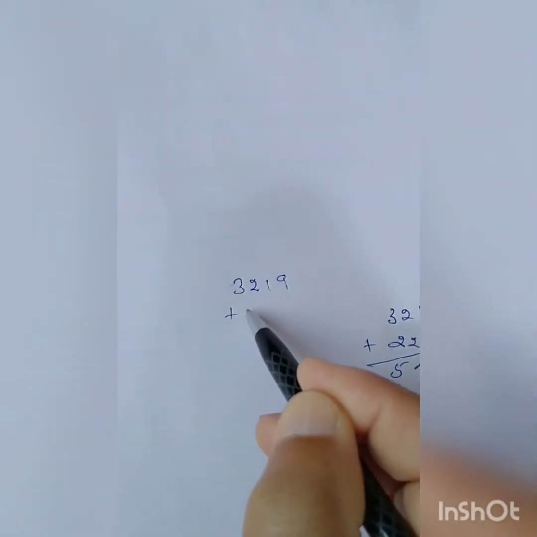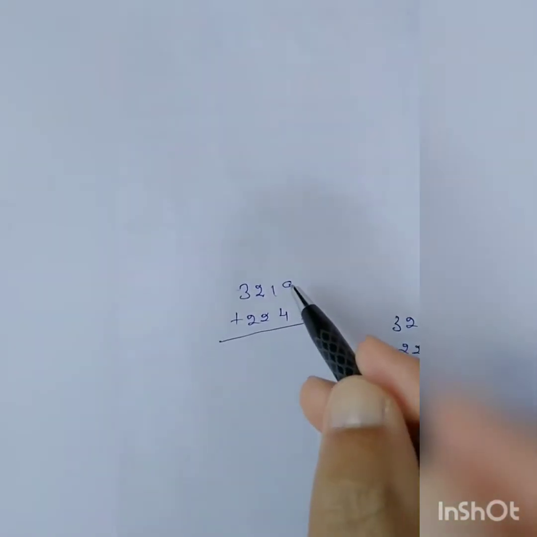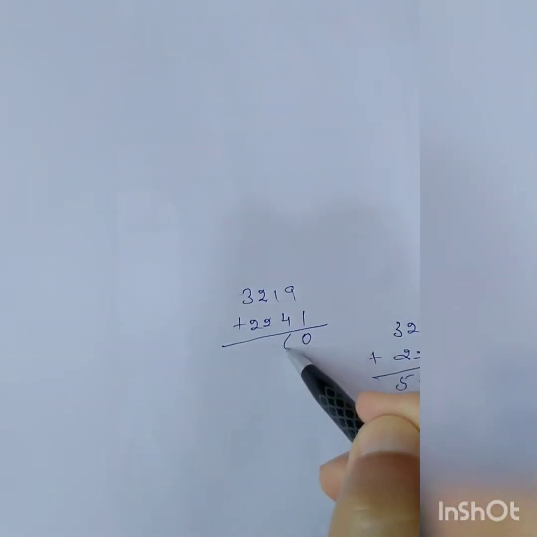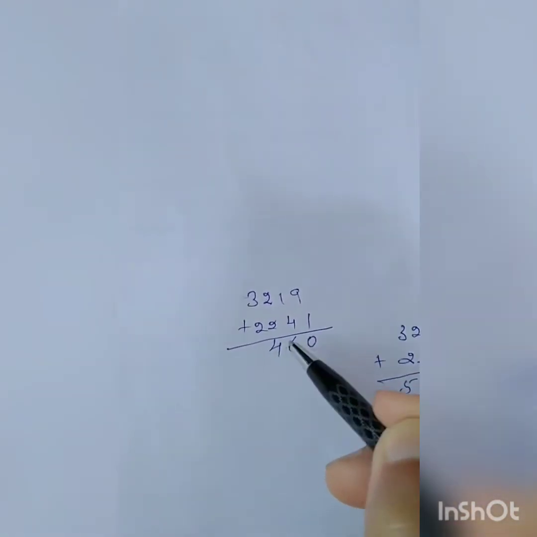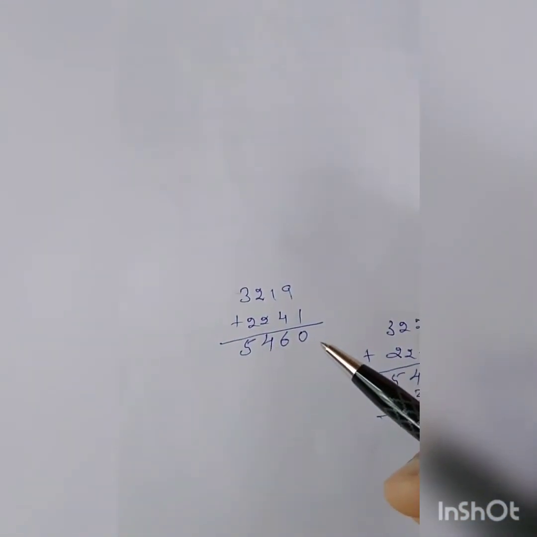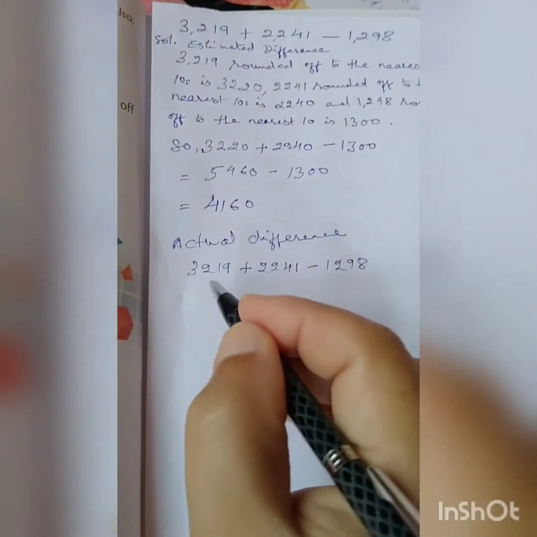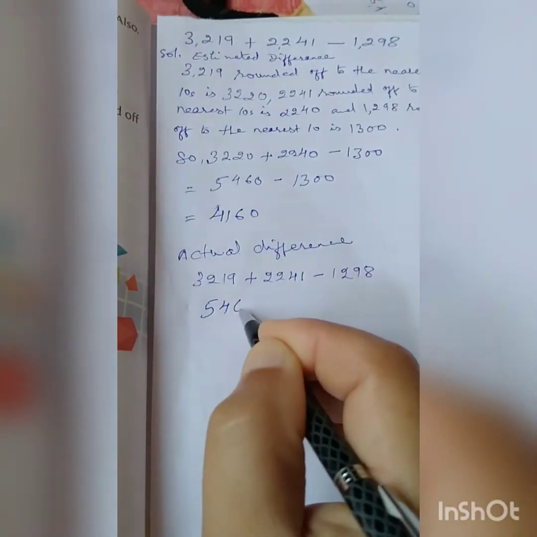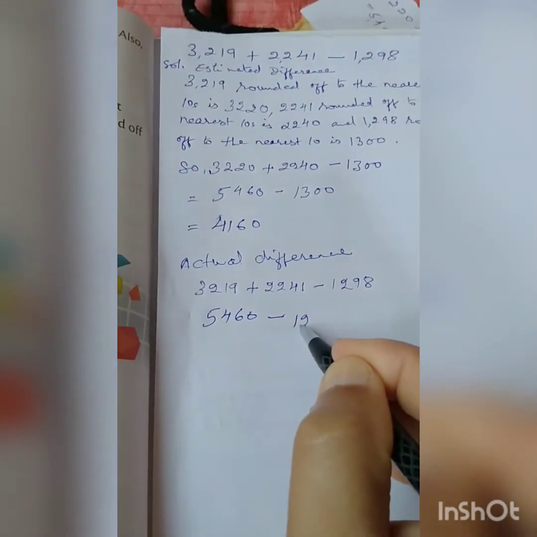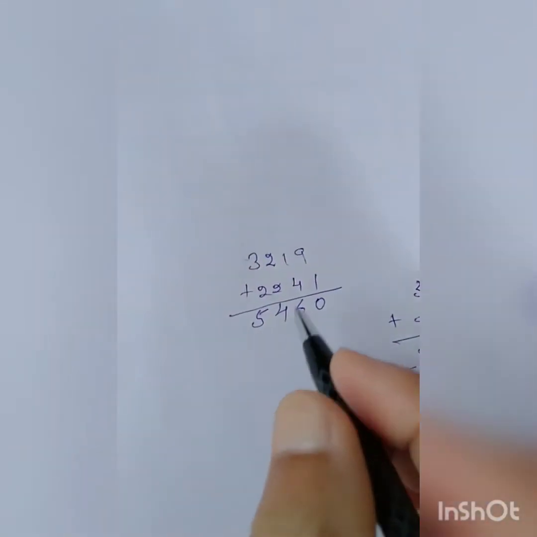3219 plus 2241. So let us add. 9 plus 1, 10, 0, carry over 1. 4 plus 1, 5 plus 1, 6. 2 plus 2, 4. 3 plus 2, 5. 5460 minus this 1298. So again we can do here, we can minus.